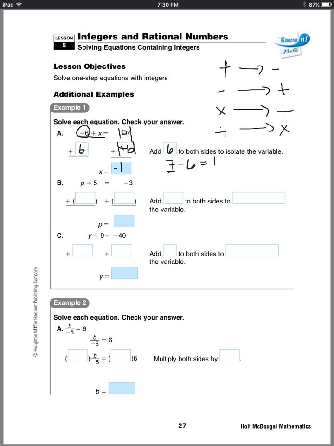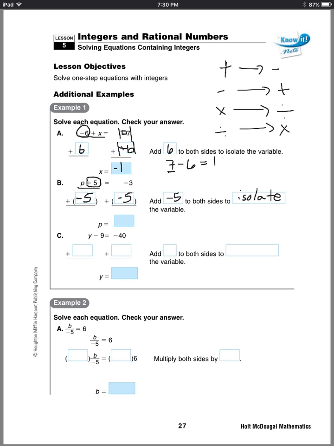P plus 5 equals -3. Variable is here. Our constant is +5. The opposite of +5 is -5, so we're going to subtract or add -5 to both sides. So we're going to add -5 to both sides to isolate. Isolate means to get the variable by itself. If you're isolated on an island, you are all by yourself.